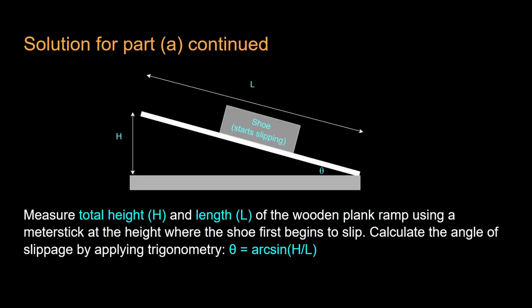So we measure the total height h and length l of the wooden plank ramp. And we do this so that we can calculate this ramp angle down here just using inverse sine of h over l.